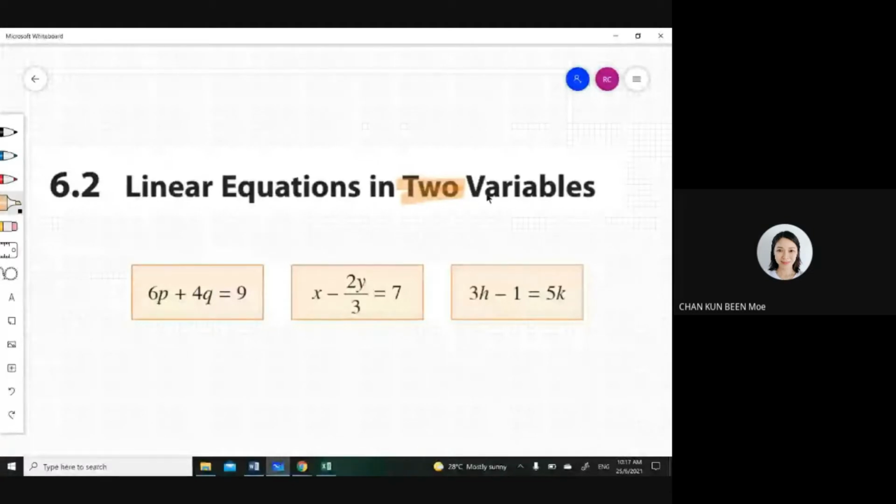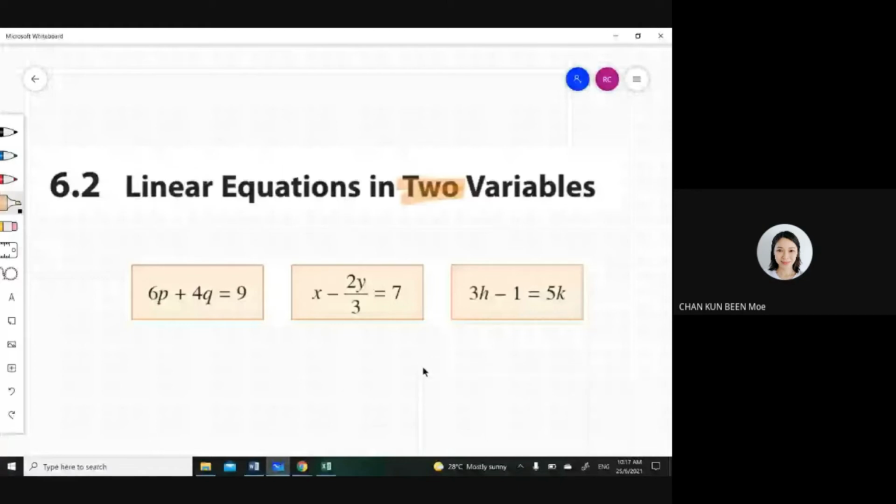So we observe the equation one by one. What are the variables for the first equation here? P, Q. Yeah, P and Q, very good. So 2 variables, okay? And then the power must be 1 only. What about this one? What are the variables in here? X and Y. X and Y. Very good. And the last one here? H and K. Okay, so we can identify the linear equation in 2 variables, right? Okay, so we move on over here.